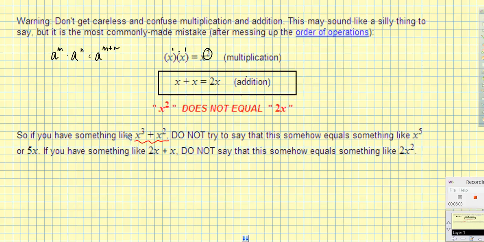Okay, so if we have something like x cubed plus x squared, we cannot do anything with that. The answer would just remain as is. It's not going to be x to the 5th, it's not going to be 5x, it's not going to be anything of the sort. It'll just be x cubed plus x squared. If we have 2x plus x, the answer is just going to be 3x here. It's not going to be 2x squared, because that would be 2x times x would give me 2x squared. Okay? All right. Moving on.